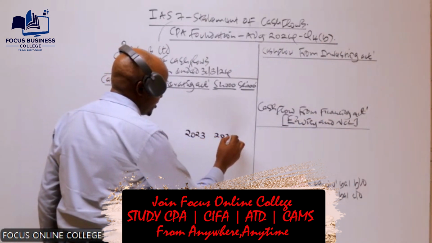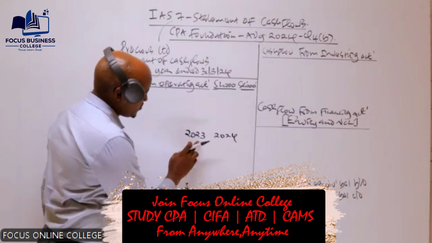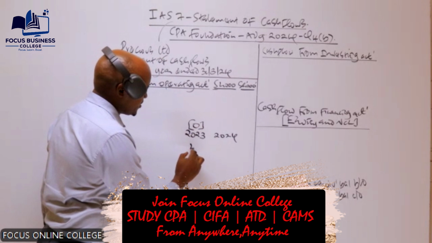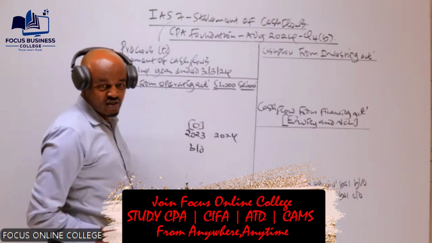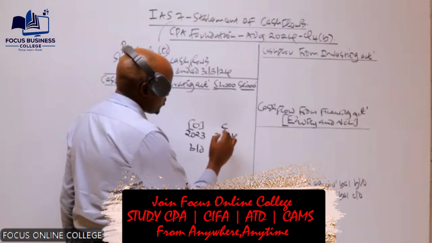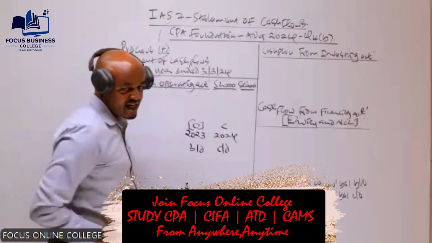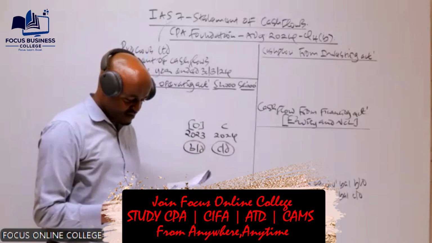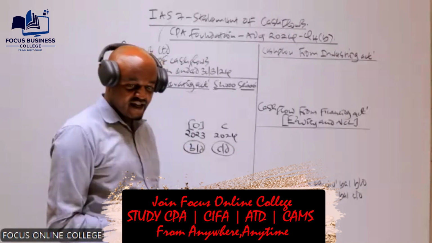2023, 2024. So the balances we have here, these are opening balances. In other terms, these are what we refer to as the brought down. Whatever we have here, these are closing balances. This is what we refer to as the carried down. That is also very, very important. So therefore, what we have is cash.